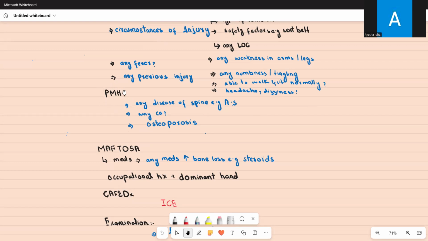questions to understand whether the vertebral column was already weak due to some disease process going on. If the vertebral column was already weak due to some disease of the spine or disease of the bone, then there is much more chance of a severe injury and spinal cord damage. Okay, so you need to ask questions about any diseases of the spine, for example, ankylosing spondylitis, any previous cancers with metastasis at all, any history of osteoporosis, okay?